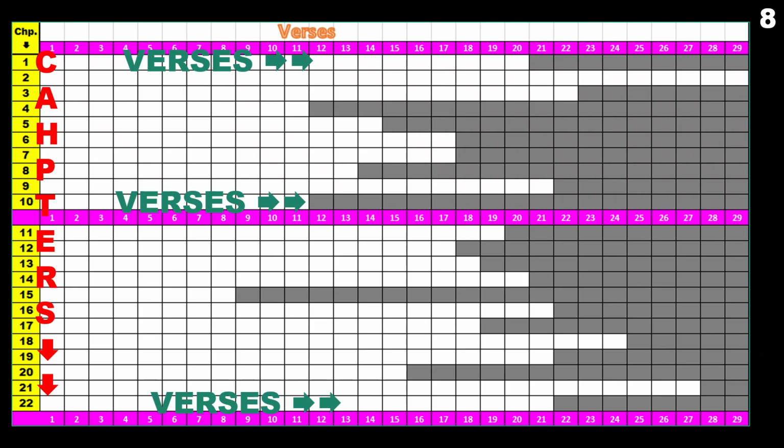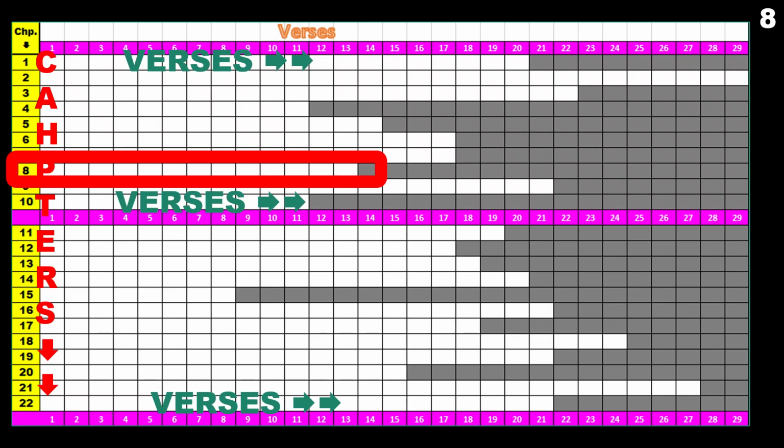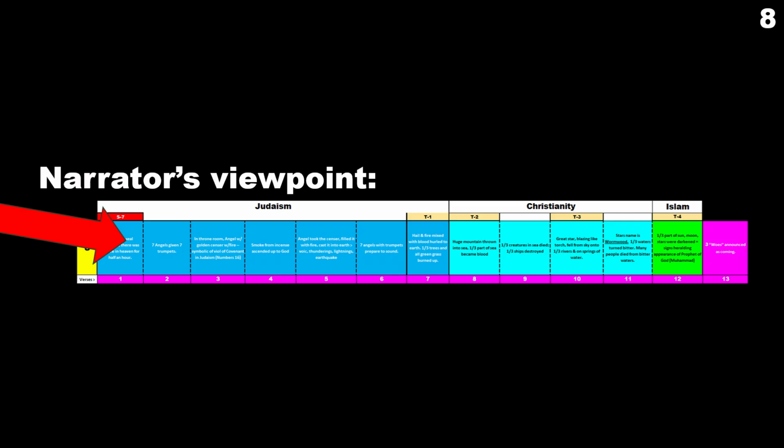Now, I entered the text from chapter 8 in this row in the Excel file. Then I color-coded each verse by the topic in the text in chapter 8. A medium blue for Judaism, a light blue for Christianity, and a medium green for Islam. Each rectangle in this row, where the red arrow is pointing, is a verse in chapter 8.